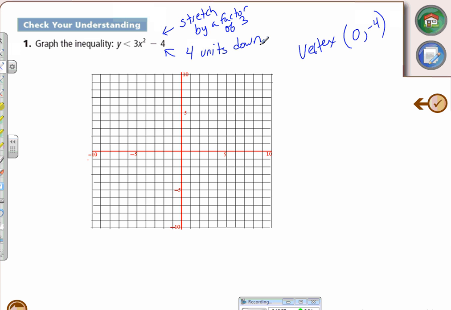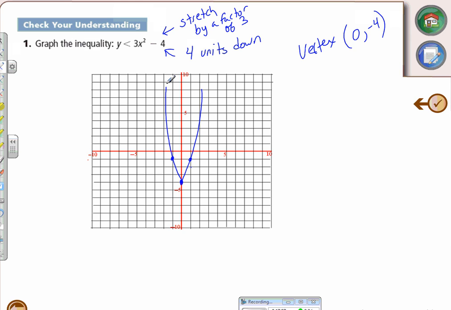Okay, so we know the vertex from x squared would have been at 0, 0, goes 4 units down, so 1, 2, 3, 4. There now is the vertex. And a stretch by a factor of 3 gives us 1 point on either side. So 1 over and 3 up: 1, 2, 3. We can only do that to 1 point. And from there, we know it's going to be a parabola shape.